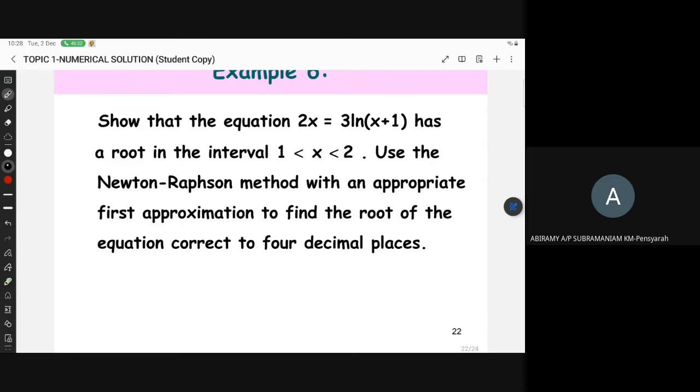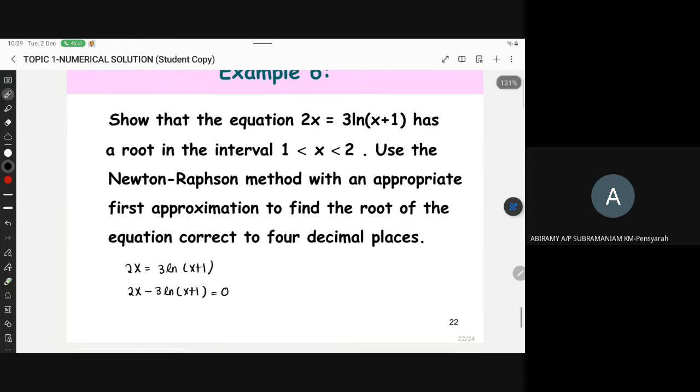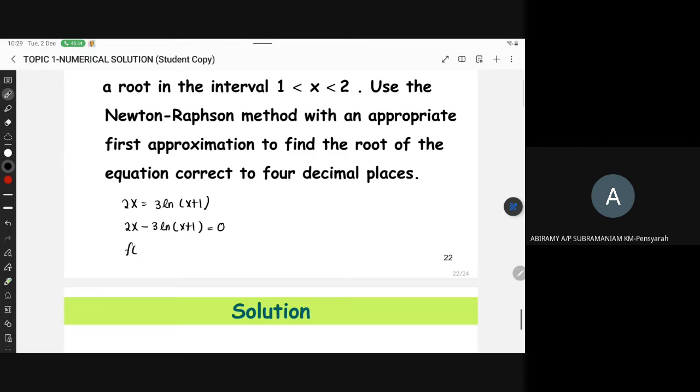Okay, first of all, we need to find out what is f(x). Given the equation 2x is 3 ln x plus 1, how to find f(x)? You need to transfer your 3 ln x plus 1 to your left hand side and equate to 0. That's when we will be getting our f(x), which is 2x minus 3 ln x plus 1. Now this is our f(x).